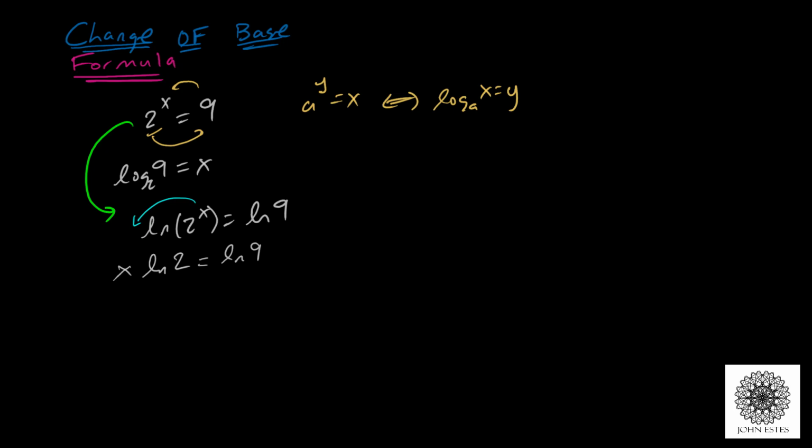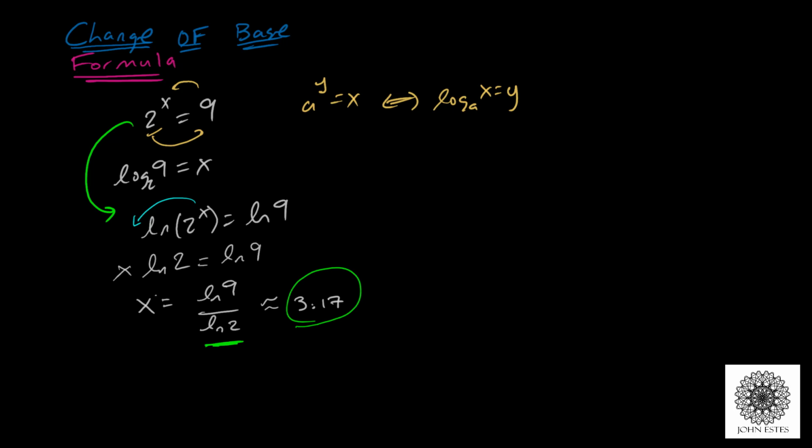And now I can just divide both sides of my equation by ln 2. So I have x equals ln 9 divided by ln 2. And both of these are in my calculator, so I can carefully type these numbers in the calculator. And I get about 3.17. So there's my answer.